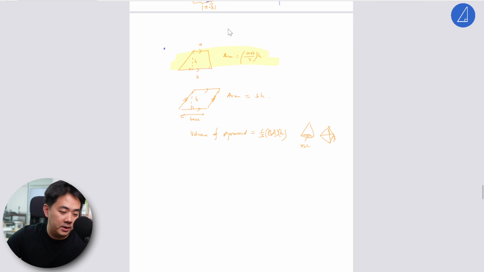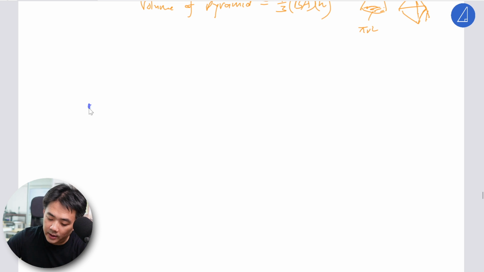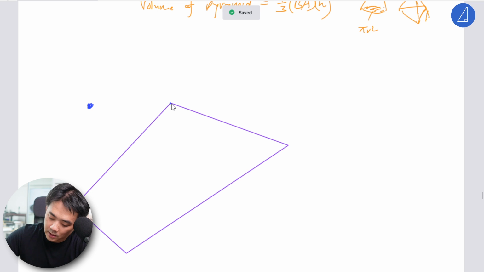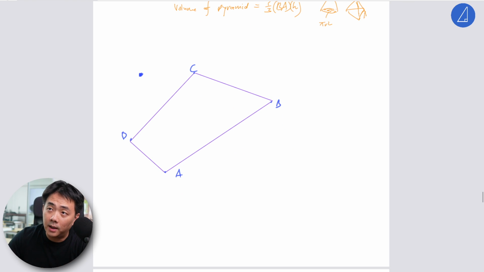Then let me see. What else? Then there's the shoelace method. Remember, the shoelace method is what you use in a rectilinear figure, right? It's A, B, and C. The secondary school notes also have the shoelace method. You can go and refer to the area of rectilinear figure.